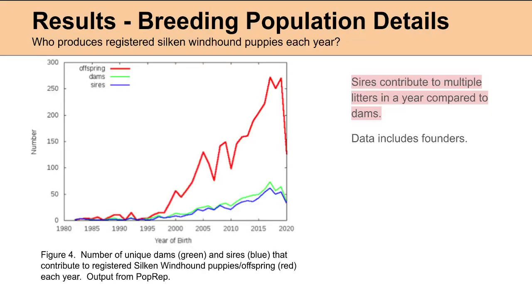So first off, who's producing registered Silken Windhound puppies each year? This is from PopRep, and we can see that in red is the total number of registered Silken Windhound puppies born each year. Below that red line, we can see the number of unique dams that produced those puppies each year in green, and the unique number of sires in blue that contributed to those puppies. Right off the bat, we can tell that sires contribute to multiple litters in a year compared to dams. And all of this data includes founders in it.